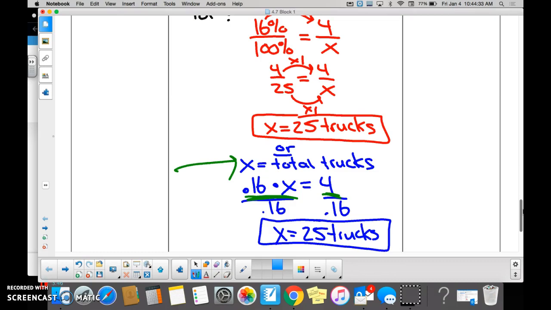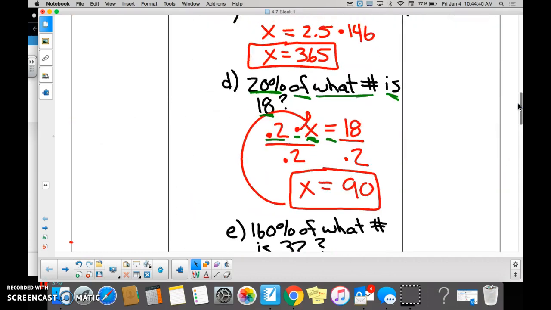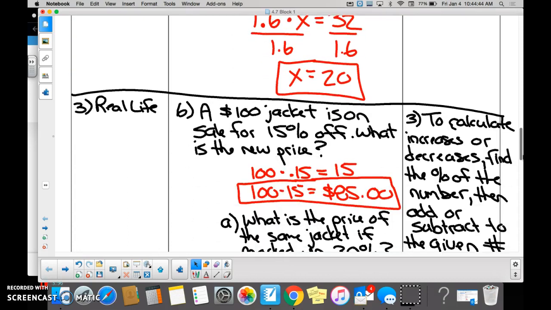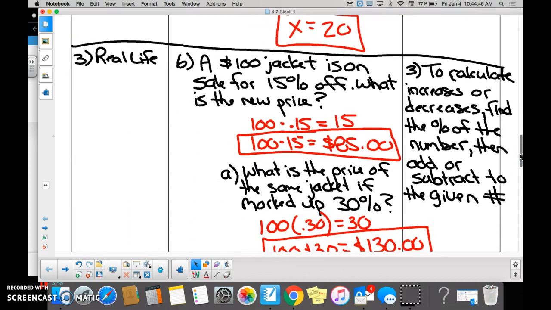We're going to be blue, which is 4, right? The cheat sheet is essential. To calculate increases or decreases, find the percent of the number. Stop. Find the percent of the number, and then you either add or subtract to the given number. So add or subtract whatever the number is that we gave you.